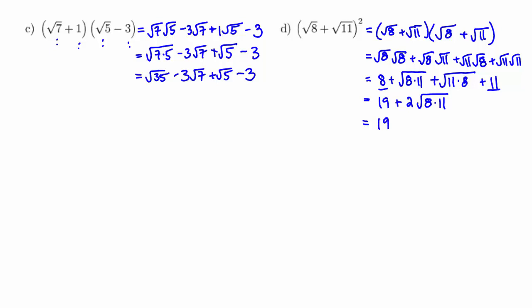So I'll have 19 plus 2 times the square root of that product, 8 times 11, become 19 plus 2 times the square root of 4 times the square root of 2 times 11. And as my last step, 19 plus 2 times the square root of 22. And that was my second to last step. I've got one more. So I'll have 19 plus 4 times the square root of 22.